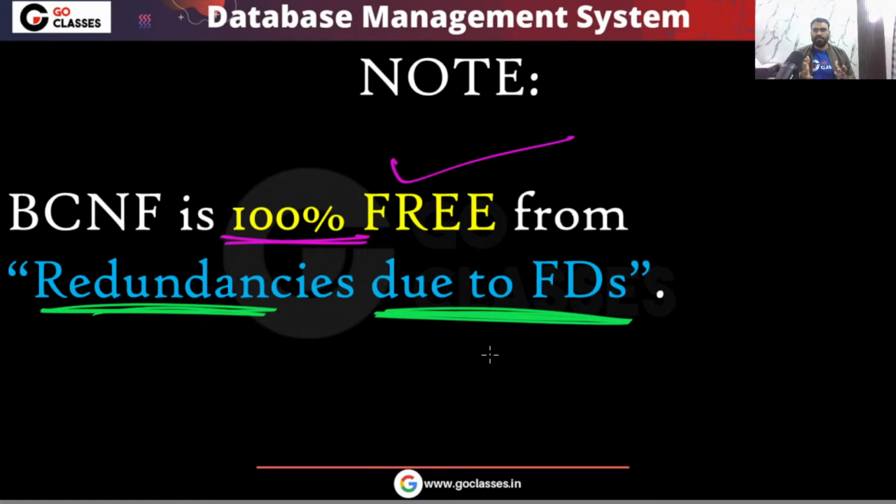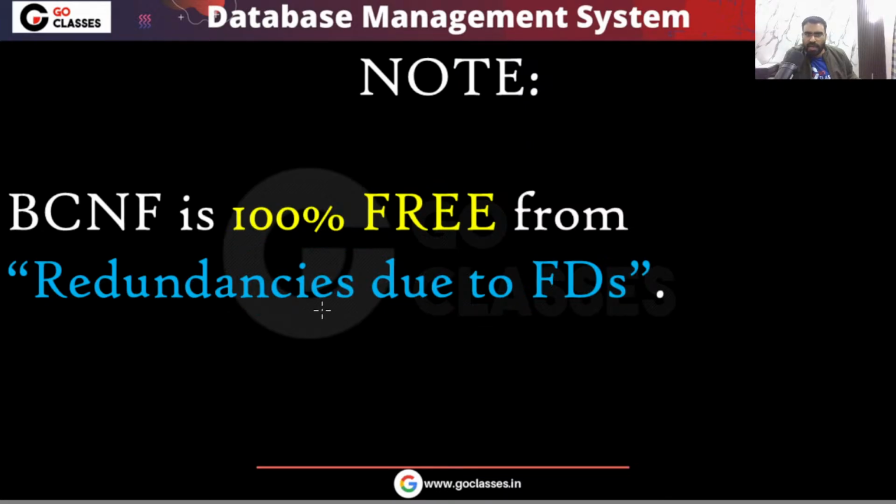Remember, in a relation, functional dependency is one concept. There are other concepts also. So maybe there is redundancy because of some other reason. But the point is, BCNF does not have any redundancy because of functional dependency. BCNF has 0% redundancy because of functional dependencies.